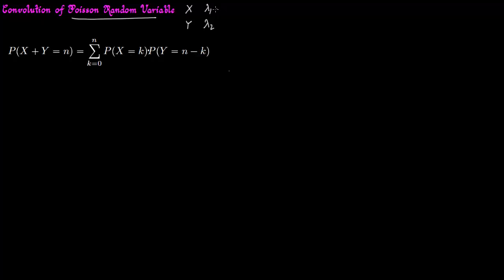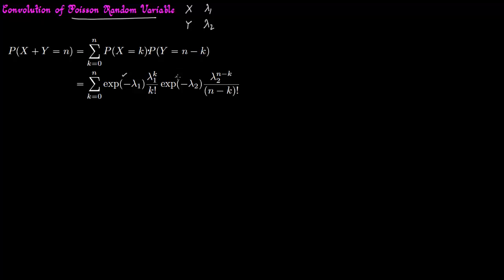So x is distributed with parameter lambda 1. So you have the probability that x is k is given as exponential of minus lambda 1 times lambda 1 to the power of k divided by k factorial. The probability that y is n minus k is given as exponential to the power of minus lambda 2 times lambda 2 to the power of n minus k divided by n minus k factorial.